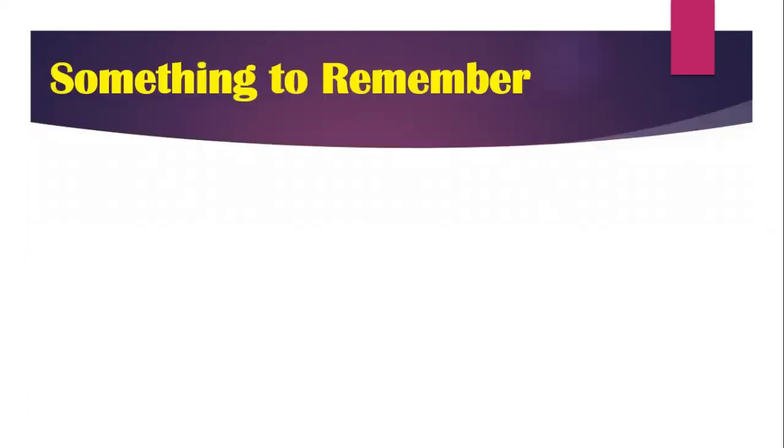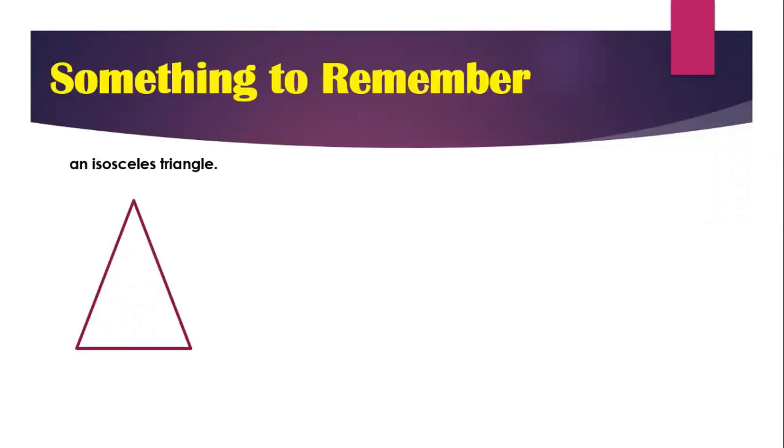Okay, something to remember about geometric figures. The first is an isosceles triangle. Look at the diagram. Okay, this is the figure of the isosceles triangle. So what are the properties of an isosceles triangle?